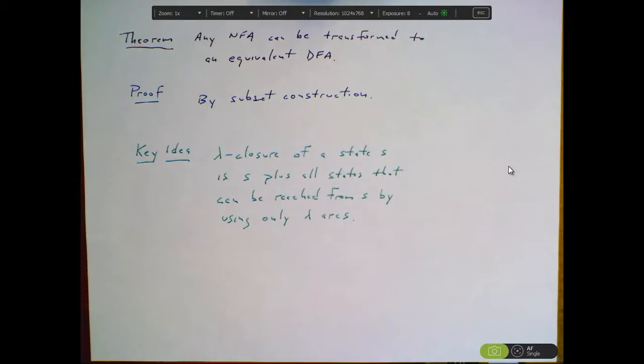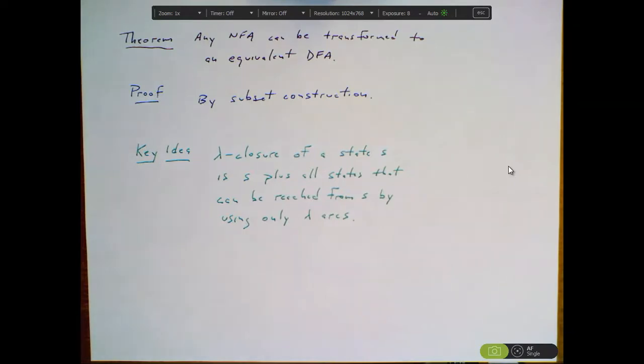There's a key idea that we call the lambda closure. The lambda closure of a state S is that state S plus all the states that can be reached from S by using only lambda arcs. The way I like to think about this is we think of a state in a new machine, which again is going to be deterministic, and it's sort of a simulation of all states in the original machine, which was non-deterministic, all those states that you could be in at this time of consuming the same amount of input.